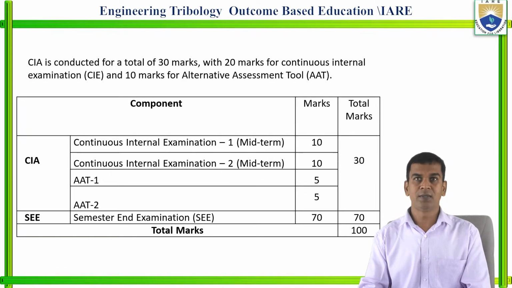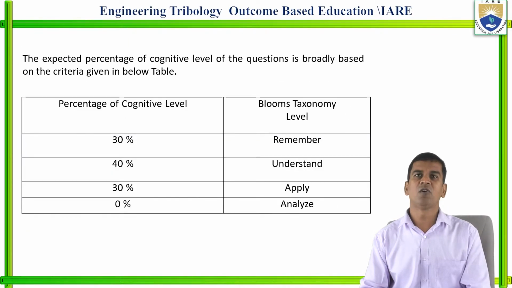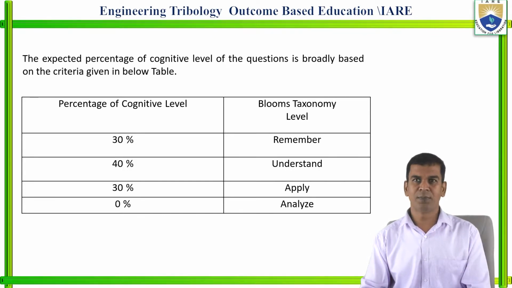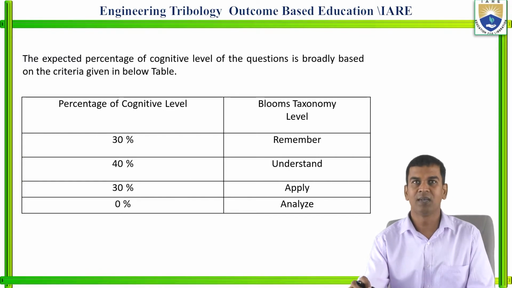The expected percentage of cognitive level of questions is broadly based on the criteria given in the table below. The percentage of cognitive level and the Bloom's taxonomy level we will be discussing here. 30% of it will be remember, 40% will be understand, and 30% will be apply, and 0% will be analyze concepts, maintained at the cognitive levels.